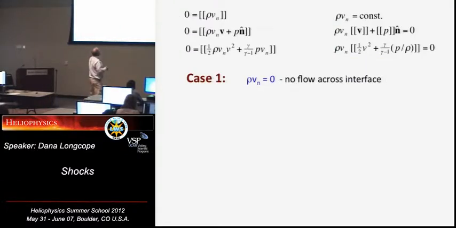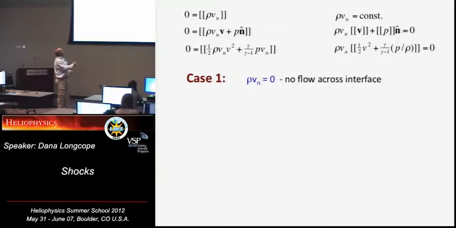The first one is pretty easy to work out. It just basically says whatever rho v normal is, it's got to be the same on both sides of the jump condition, so it must be a constant. The other 2 conditions I can rewrite using that constant.